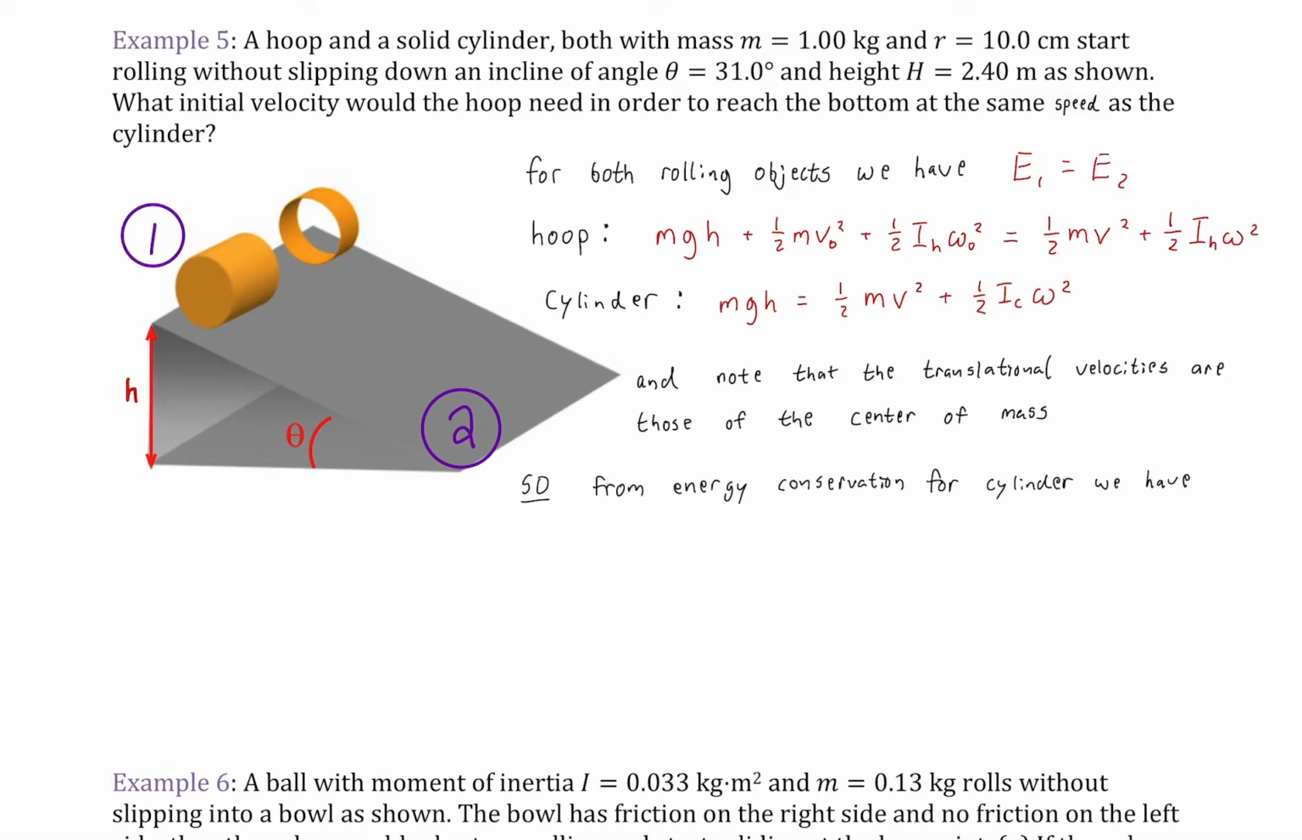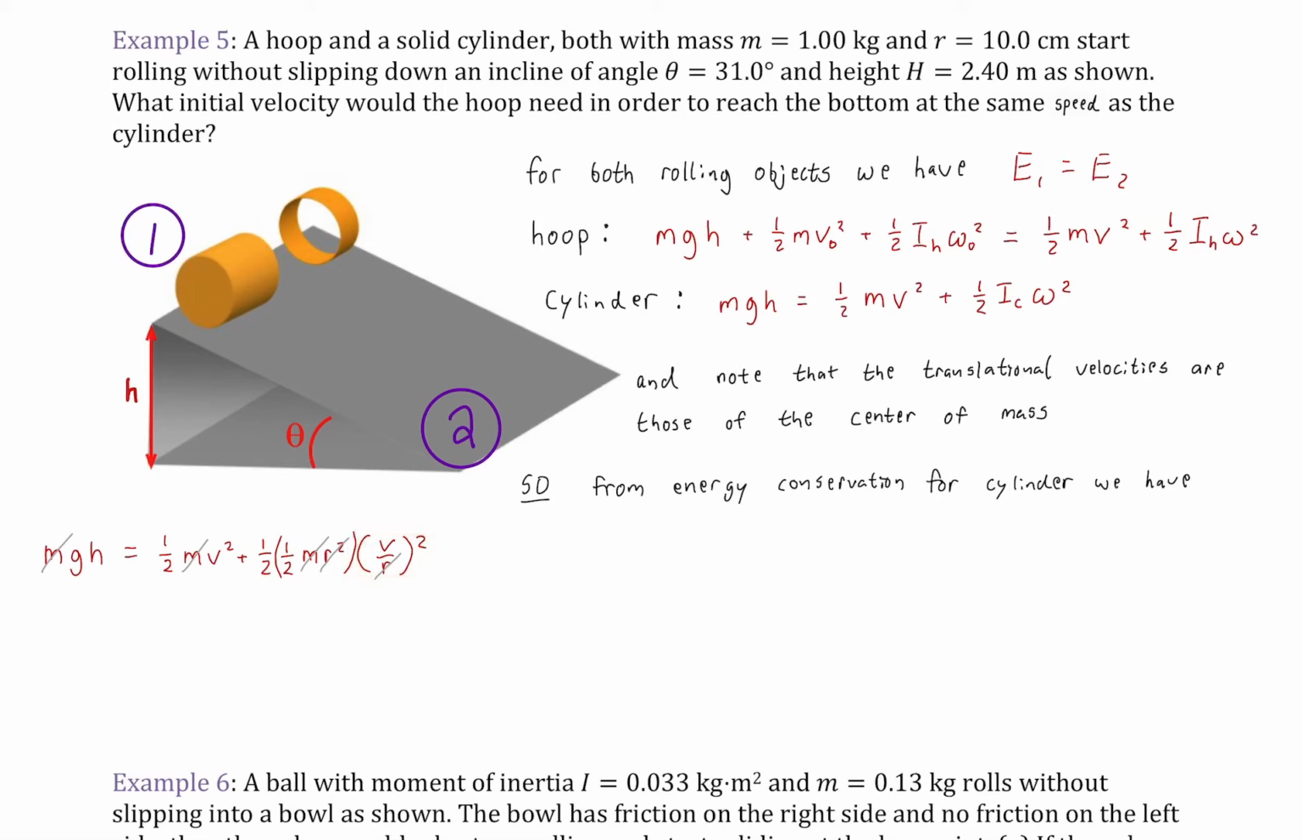And so from energy conservation for the cylinder, I'm just going to use this equation here. I'm just going to solve for the velocity of the cylinder. So notice what I do. I write out the expression, I'm just rewriting this. Basically all I'm doing here is replacing the moment of inertia of the cylinder with the actual expression, 1/2 mr squared, which you get from a table, and I'm replacing omega with v over r.